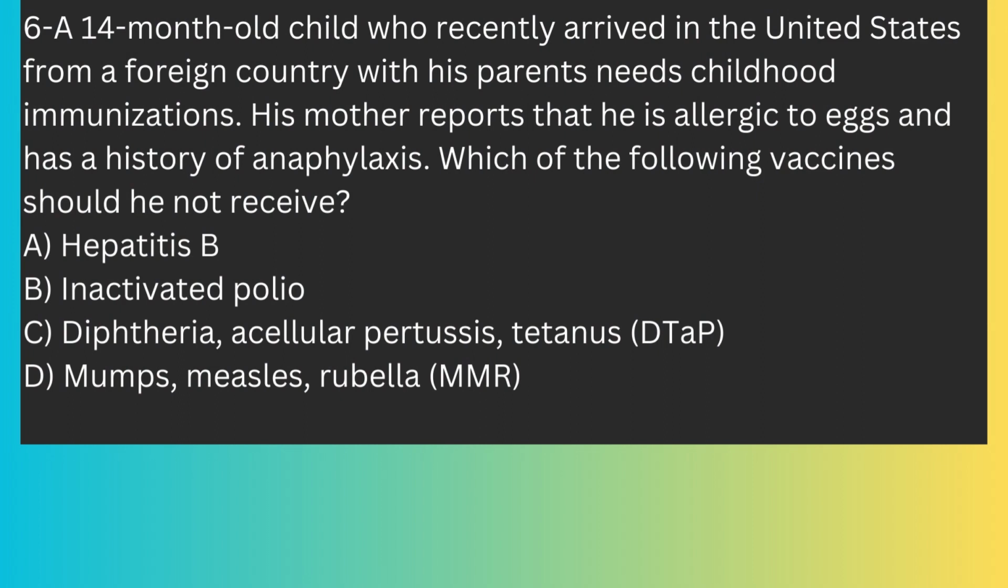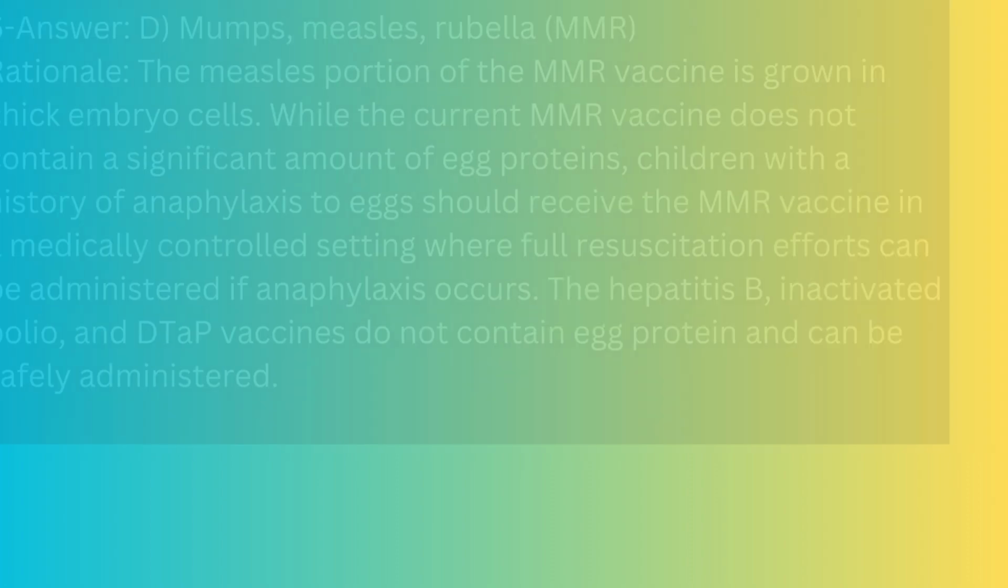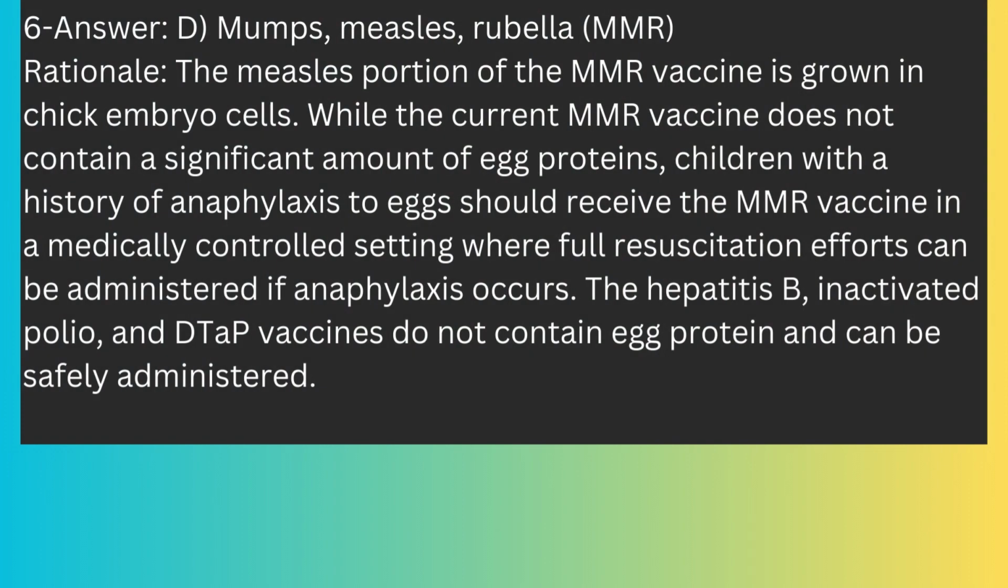Question number 6. A 14-month-old child who recently arrived in the United States from a foreign country with his parents needs childhood immunization. His mother reports that he is allergic to egg and has a history of anaphylaxis. Which of the following vaccines should he not receive? A. Hepatitis B. B. Inactivated polio. C. Diphtheria, pertussis, tetanus, DTP. D. Mumps, measles, rubella, MMR. The answer is D. Mumps, measles, rubella, MMR.